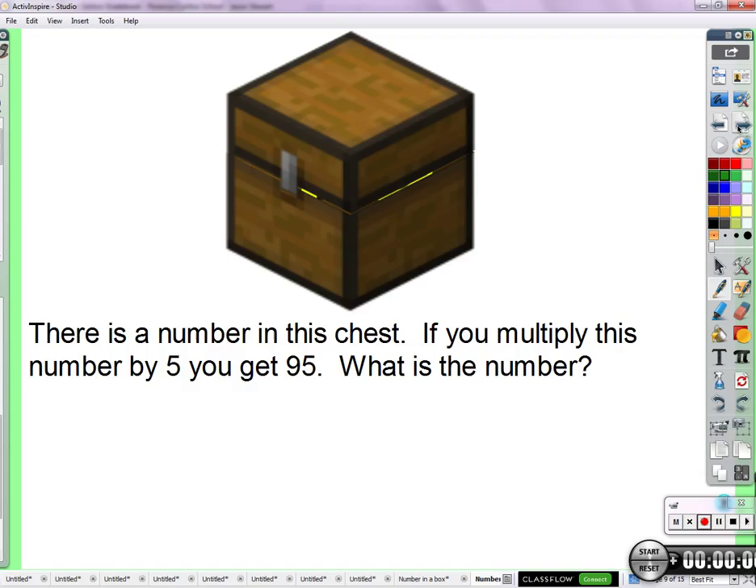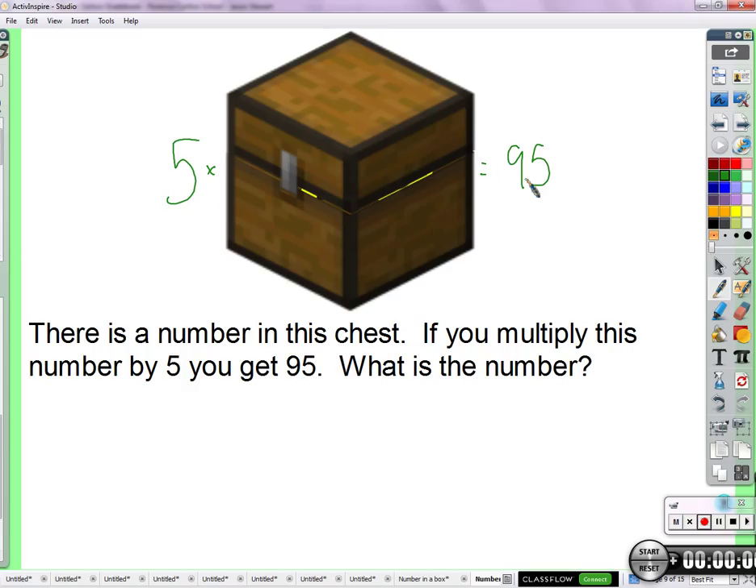Alright, let's look at this problem. If there's a number in this chest, if you multiply it by 5, you get 95. So write an equation and solve that equation. Alright, I didn't give you a lot of time, but if I take the number in this chest and I do what with it? Divide it, or multiply it by 5, right? Multiply this number by 5, what do I get? 95. So 5 of these gets me to 95.